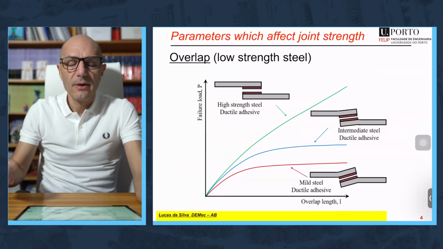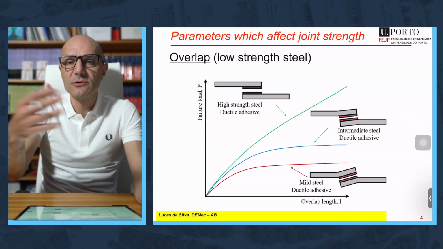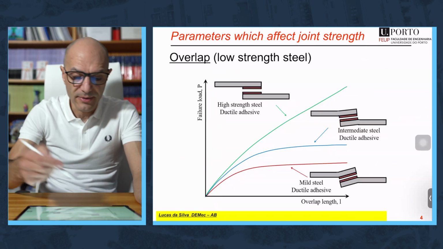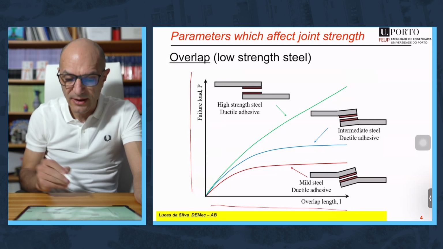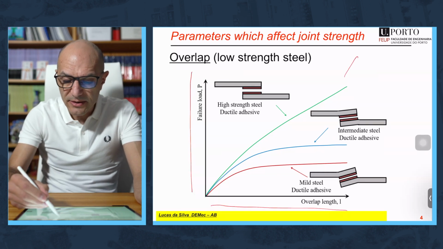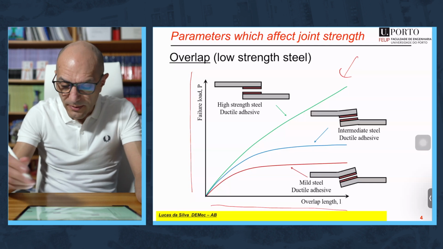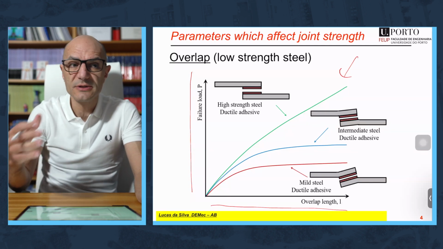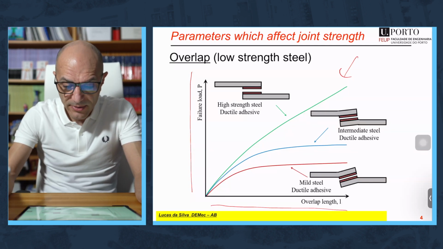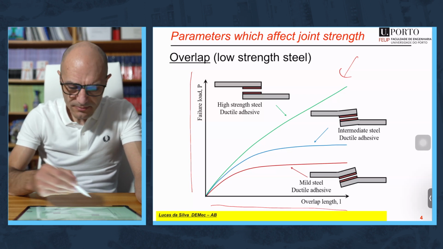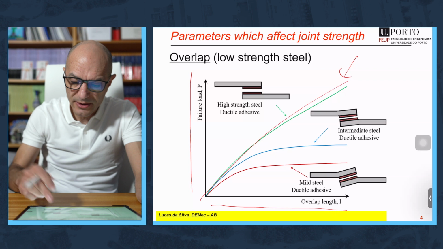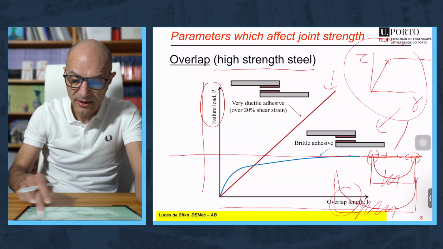Okay, now let's look at the case where you have low strength steel or aluminum. Again, same graph, failure load versus overlap. Let's start with the case where the adhesive, or in all cases actually, the adhesive is ductile, okay, very ductile. But let's start with the case where the strength of the steel is quite high. You have a near proportionality. We are back to this case really.